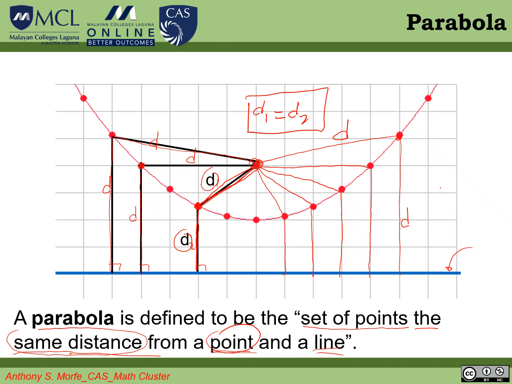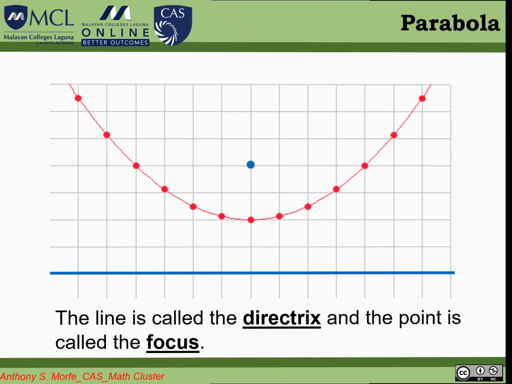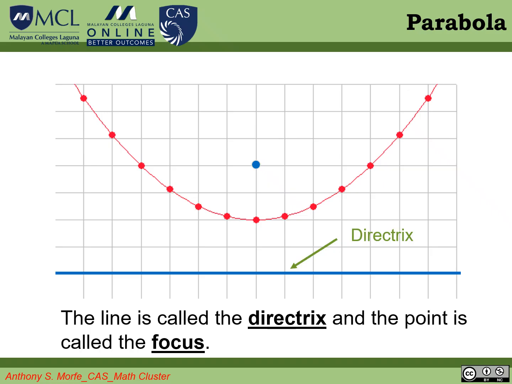So I will make the derivation, class. Before we go forward, let us know what these terms are that we are talking about. So the line that I mentioned a while ago, this blue colored line, is what we call the directrix. And the point that we talked about a while ago is what we call the focus.